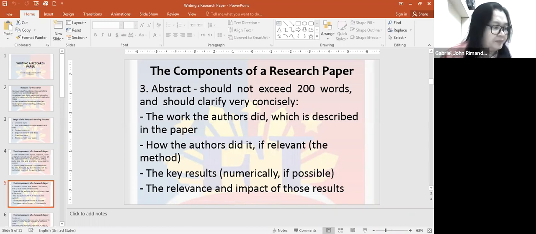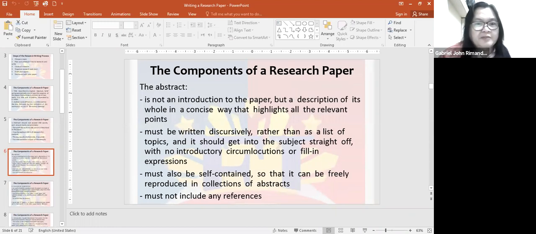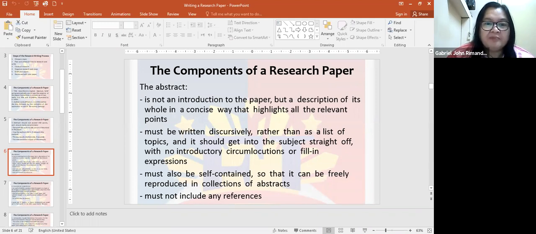Okay? So, more on the abstract: we say it is not an introduction to the paper, but a description of the whole paper in a concise way. As I mentioned earlier, this is a summary where you highlight all the relevant parts of your research. It must be written discursively, but not as a list of topics, no?